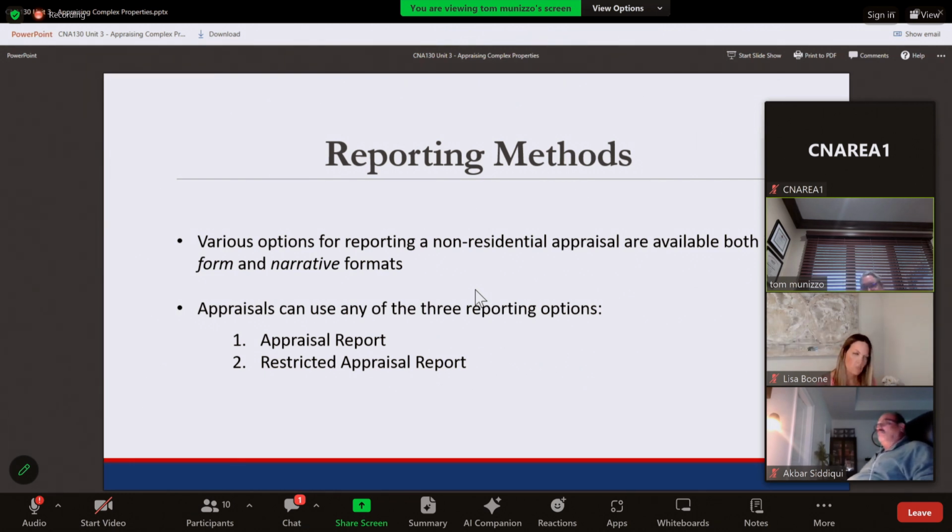Both of those are typically in a form report, but they can also be done in a narrative format. You will find the majority of non-residential, larger commercial, industrial, and larger multifamily buildings are all done in a narrative format. You'll also see hybrid reports where they use part form and then supplement the rest with a narrative, where it actually looks like a whole narrative report anyway.